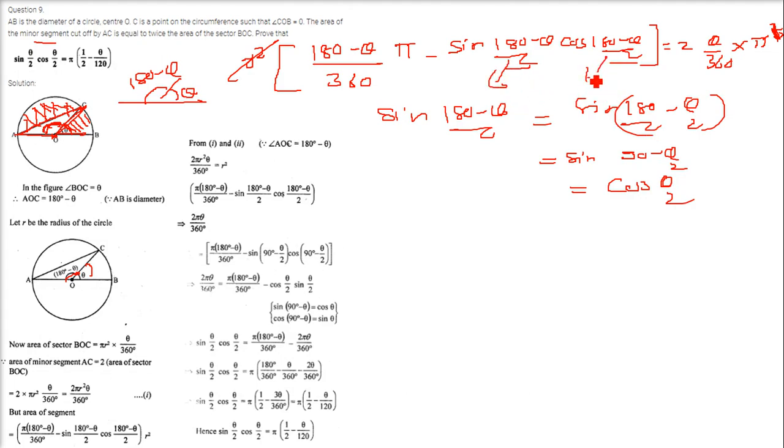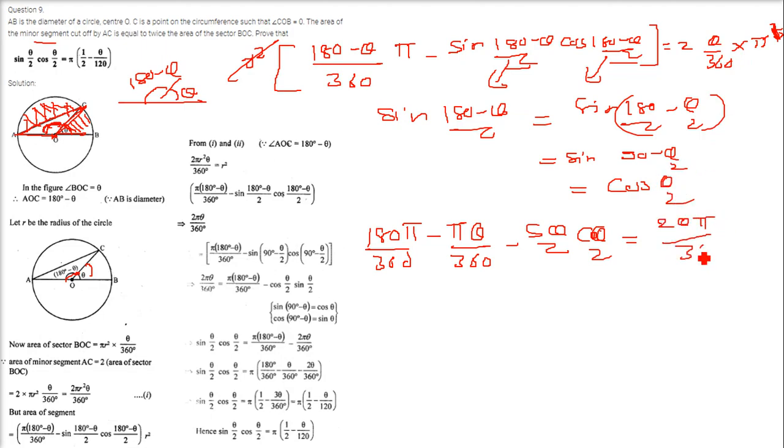Similarly, with the same discussion, this will be sine theta by 2. So I'll write this as 180 minus this 180. I'll just change them. So this will be 180 pi by 360, and I'll take them separately. So it is pi theta by 360, and this will be what? Minus sine theta by 2 cos theta by 2. This is equal to what? This is going to be equal to 2 theta pi by 360.